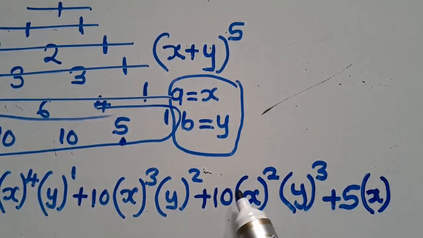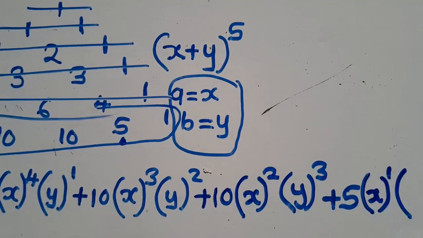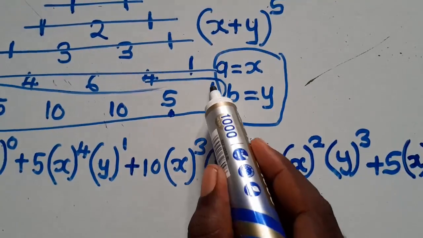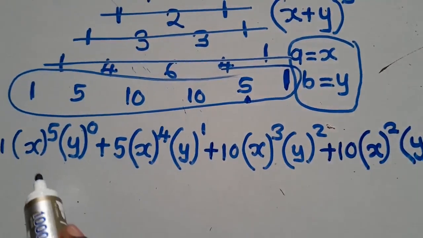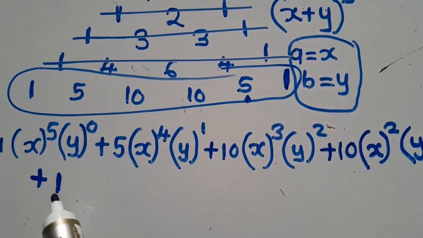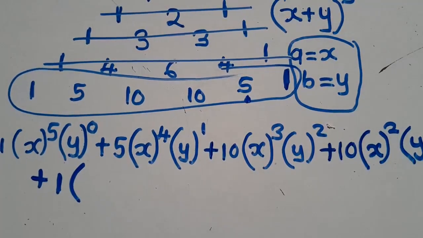X. It was having power 2, so it will have power 1. Then B is y. It was having power 3, it is going to have power 4. Then the last one, the coefficient is 1 there. So I say plus 1 coefficient, open bracket, like that.